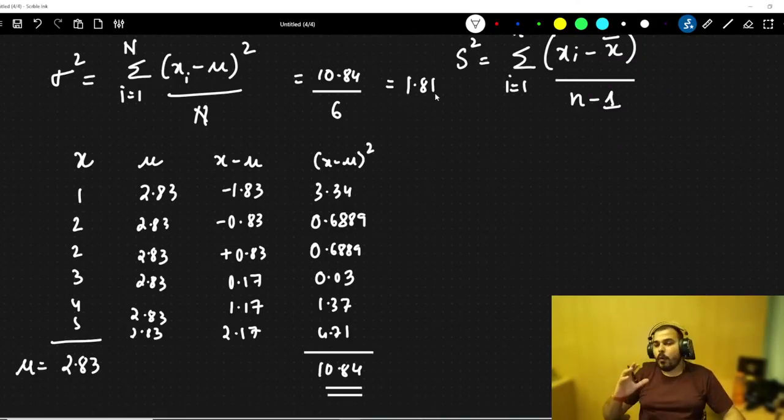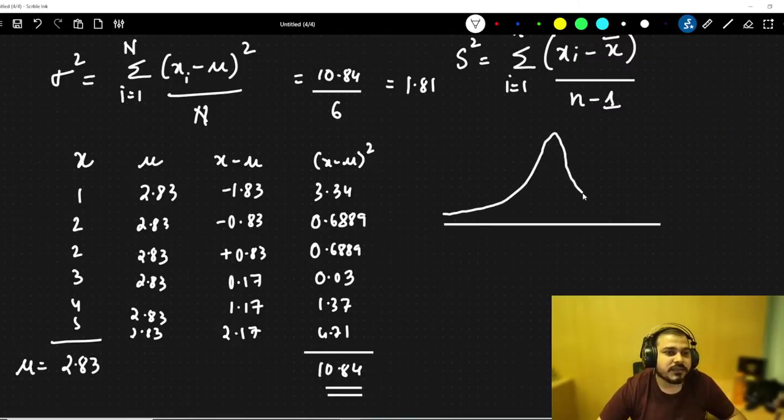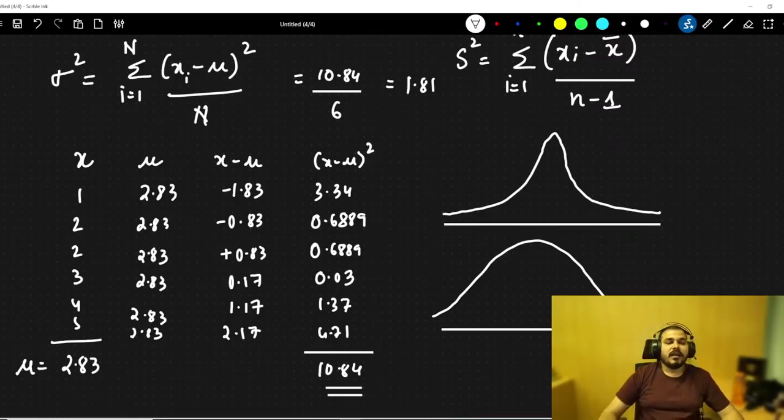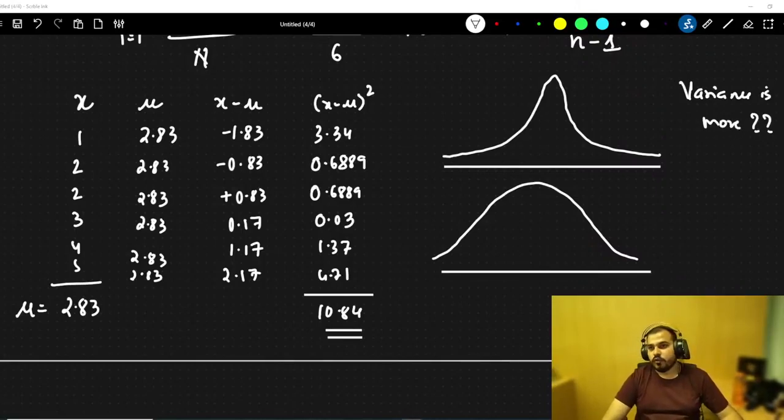Okay, now understand one thing. Let's say if I have a data set which looks something like this, and if I have a data set which looks something like this, comparing these two data, where do you think the variance is more? This is my question to you.